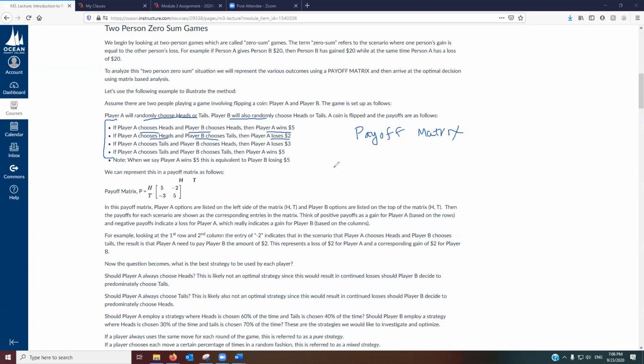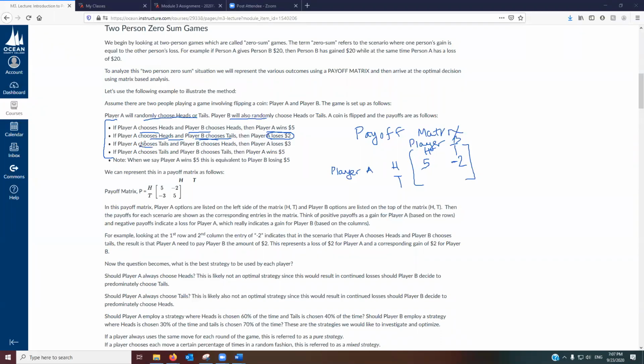So when I go to set this up, I'm really thinking about putting player A as the rows, heads or tails, and player B across the top, heads or tails. So if they both pick heads, player A wins $5. If player A chooses heads and player B chooses tails, player A loses $2. So in this cell, I'm going to put a -2 to reflect that. So this matrix is really reflecting what happens to player A. If player A wins, the number is positive. If player A loses, the number is negative.